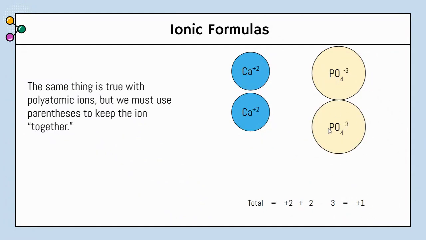Let's add on another phosphate. +2 +2 -3 -3 gives us -2. So we're still overall negative. And once we add that last calcium on and we add up the charges, now we have that overall charge of 0. And we could have done the switch trick for this that we mentioned on the previous slide.